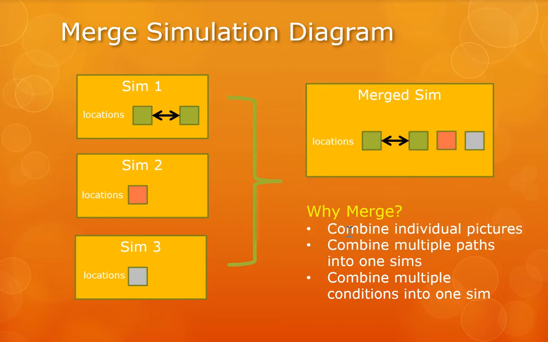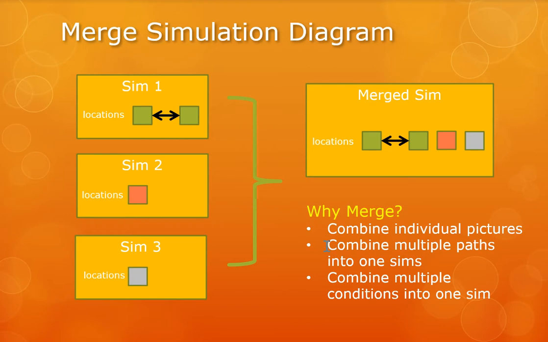Here are a couple ideas. As I was mentioning, combining individual pictures. Maybe you made an A sim, a B sim, a C sim, and a D sim, and you want to have one sim in which a user can navigate A, B, C, D. So you just line them up, as we'll see, and you merge your simulations. And then you can set up navigation among the different locations.